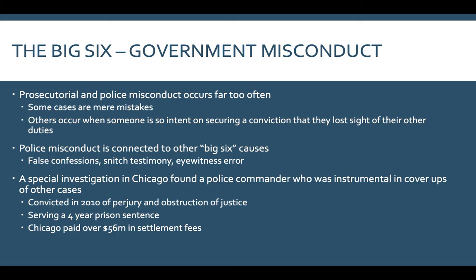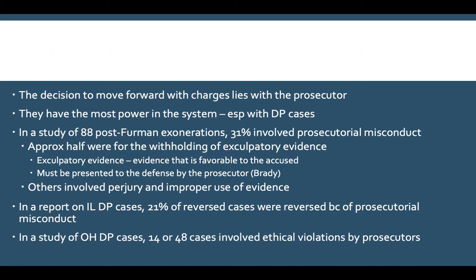Now, a special investigation in Chicago found a police commander who was instrumental in cover-ups of other cases. He was convicted in 2010 of perjury and obstruction of justice and is serving a 4-year prison sentence. And Chicago paid over $56 million in settlement fees. The decision to move forward with charges lies with the prosecutor, and they have the most power in the system. In a study of 88 post-Furman exonerations, 31% involved prosecutorial misconduct, and about half were for withholding exculpatory evidence.